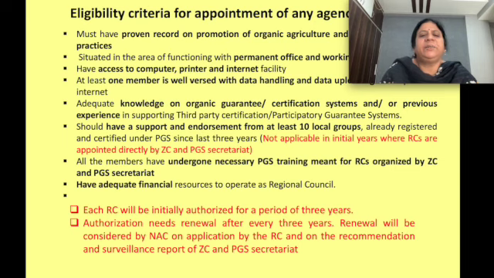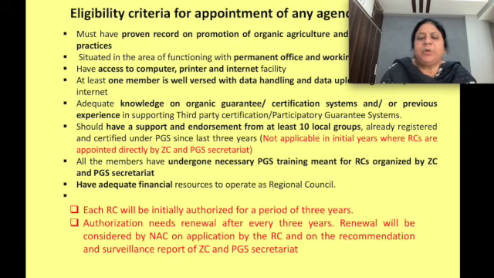The eligibility criteria for appointing any agency: it must have a proven record on the promotion of agriculture, be situated in the area of functioning with a permanent office and working place, and have access to a computer, because that is very important, because every action is online, traceable and transparent, plus a printer and internet facility. At least one member should be well versed with data handling, data uploading and using the internet, with adequate knowledge in the organic guarantee certification system, or previous experience in supporting third party certification or participatory guarantee systems. Previous experience is considered. They should have support and endorsement from at least 10 local groups already registered and certified and under PGS since the last 3 years.